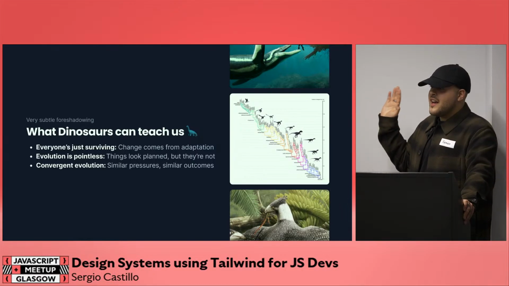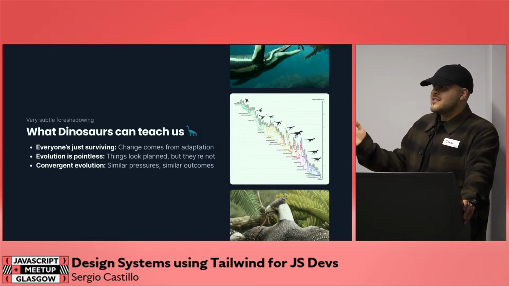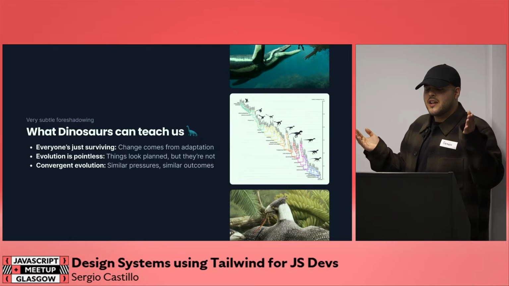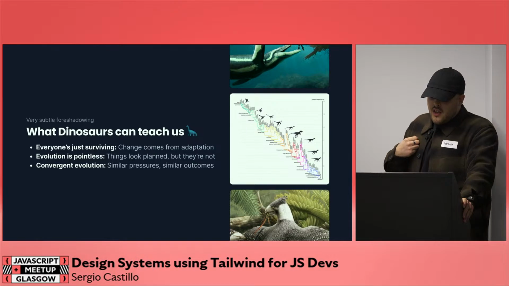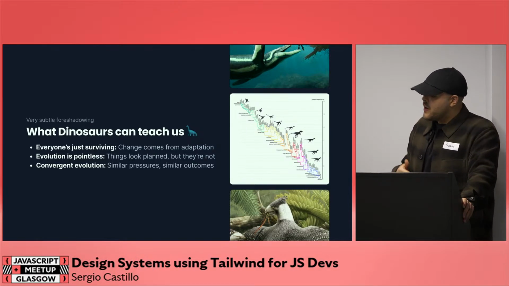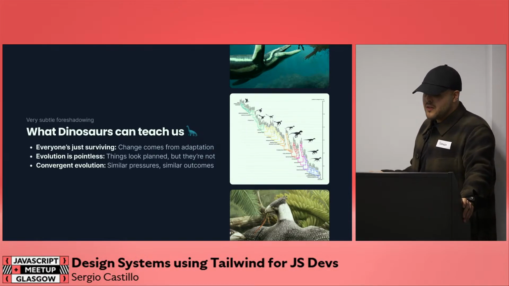And then, as I said, with hindsight, you look at it and it's like, oh yeah, this is a huge change. But actually, if you just look at the moment to moment, there's not really a lot of change. And then the third one is that similar pressures produce similar outcomes.